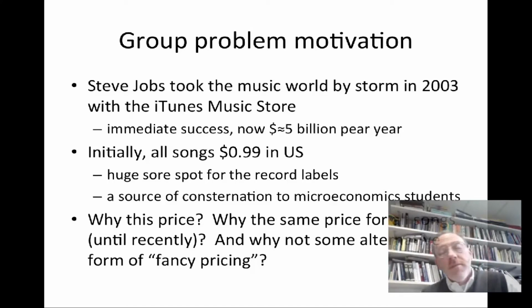And this was a huge sore spot for the record labels, and it was frankly a source of consternation for students of managerial and microeconomics. Question being, why this price? Why the same price for all songs? Now, that's not quite true anymore. There's now a three-tiered pricing scheme. Why not some alternative form of fancy pricing along the lines of what we're talking about in this module?